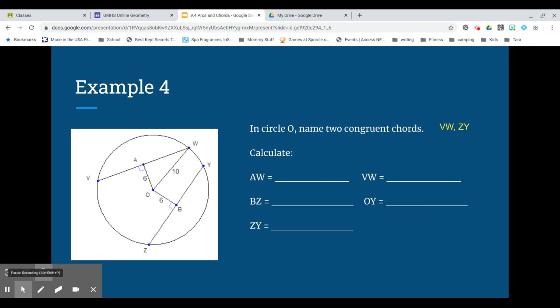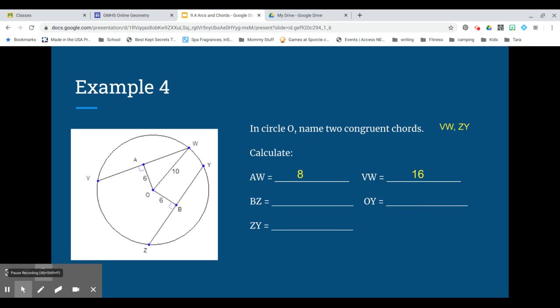Now let's calculate some measurements. AW is part of a right triangle, AOW, and it has a side of 6 and a hypotenuse of 10. We can use the Pythagorean theorem to come up with AW. That's one of our Pythagorean triples. AW would be 8. That means, from the last theorem, AW and VA have to be the same. A is a midpoint, so VW would be 16.